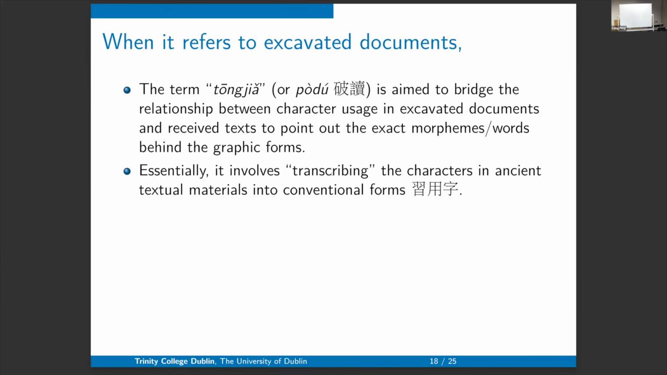So Tongjia or Podu bridges the relationship between character usage in excavated text and in received text, to point out the particular morphemes that stand behind graphic forms. It can be thought of as transcribing the characters in ancient textual materials into conventionalized forms.